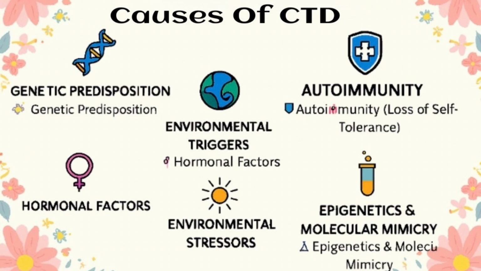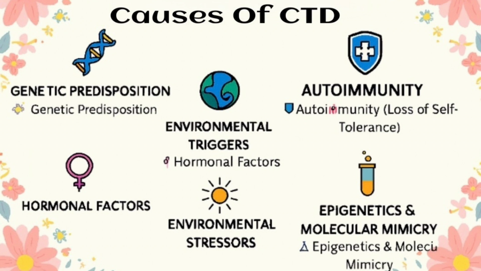Chemicals also play a role. Silica dust is associated with systemic sclerosis, and solvents have been linked to autoimmune myositis. For example, a factory worker exposed to silica may develop skin tightening and Raynaud's, classic features of systemic sclerosis.